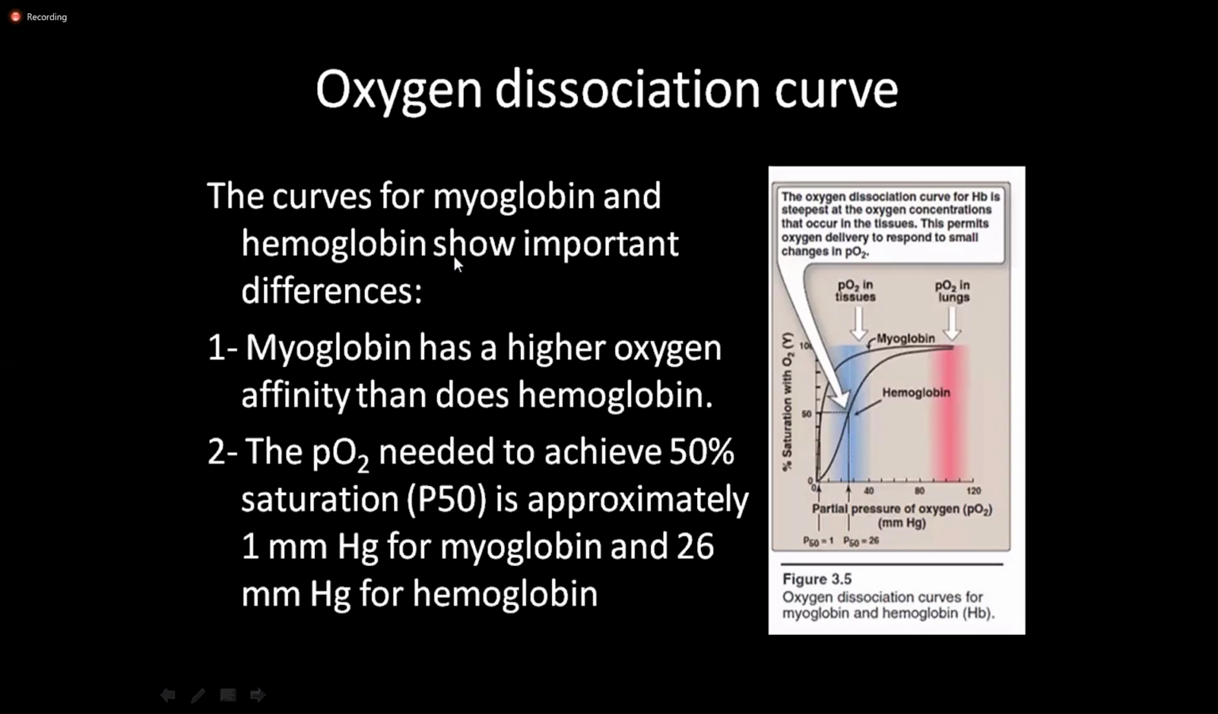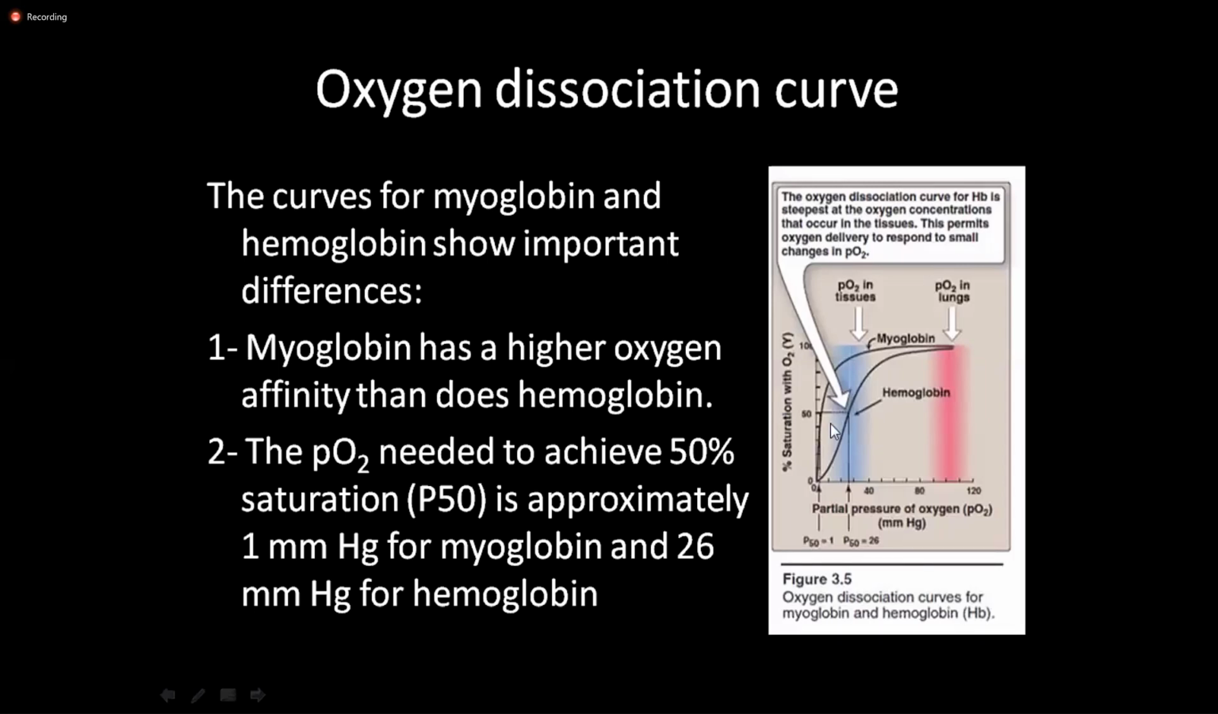This is the curve for myoglobin and hemoglobin. There are important differences because myoglobin is a single molecule, so it is not sigmoidal, it is parabolic, whereas the hemoglobin curve is sigmoidal. Myoglobin has a higher oxygen affinity than hemoglobin. The partial pressure needed to achieve 50% saturation is approximately 1 millimeter Hg for myoglobin and 26 millimeters of mercury for hemoglobin. So hemoglobin needs more oxygen for saturation, whereas myoglobin needs less oxygen for saturation.